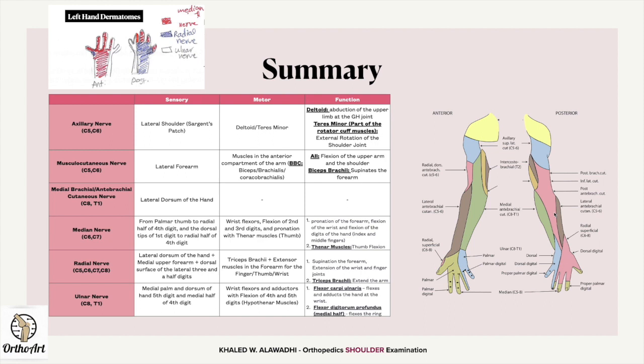The ulnar nerve innervates the wrist flexors and adductors, with flexion of the fourth and fifth digits, which are the hypothenar muscles. Now, from its name, flexor carpi ulnaris: flexor as in flexors, carpi as in the carpal bones, ulnaris is the ulna. So it flexes and adducts the arm at the level of the wrist. Flexor digitorum profundus, from its name, the medial half, so it flexes at the ring.